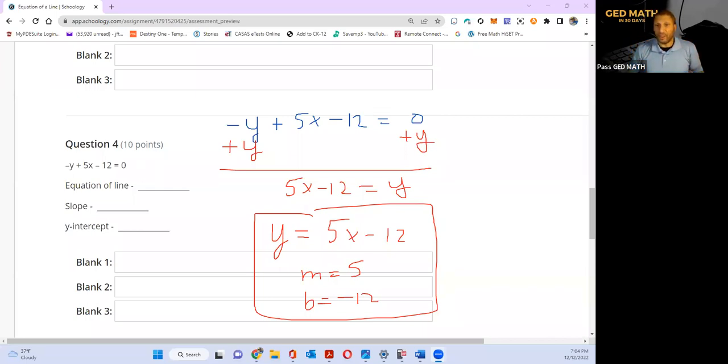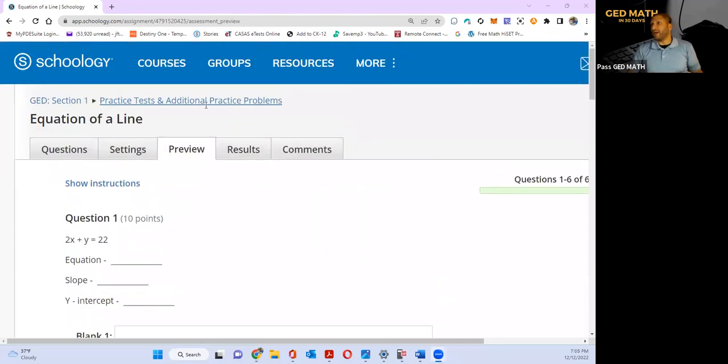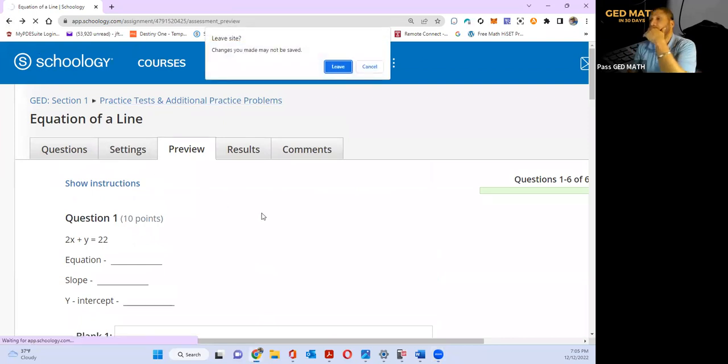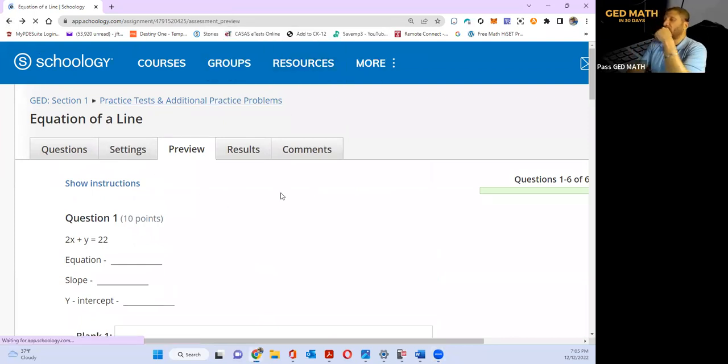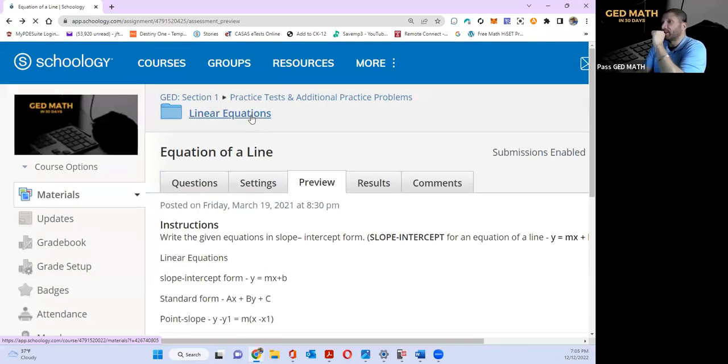Now, I said that was the last one, but let me see if I can go to a graph, because I also saw people having problems with this. This is the last one, I promise. Linear equations.